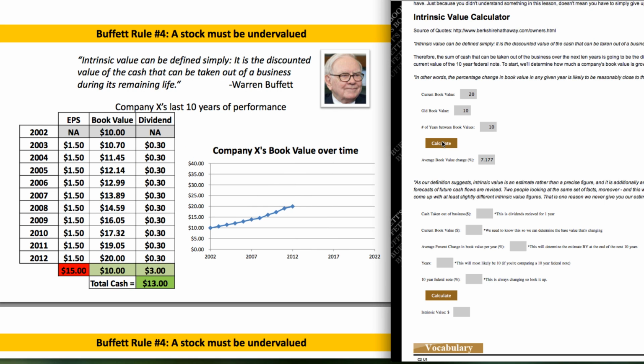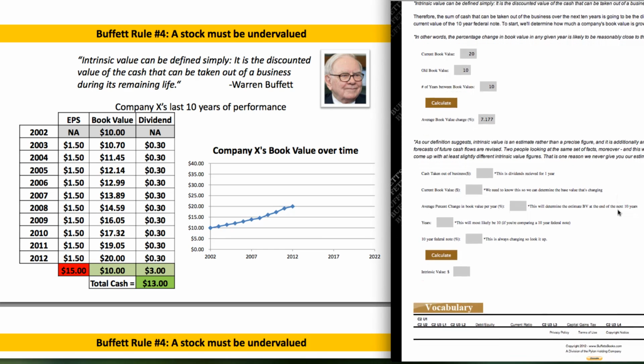Now that number is really important because as we look into the next 10 years, we know that the book value right now is 20. So that gives us a good idea of what we might want to use when we estimate how the book value is going to grow over the next 10 years for the bottom calculator. So now we can move down to this bottom calculator and we're going to use that number in this calculator. So the cash taken out of the business. When we say the actual cash that's being removed from the business, we're talking about that dividend.